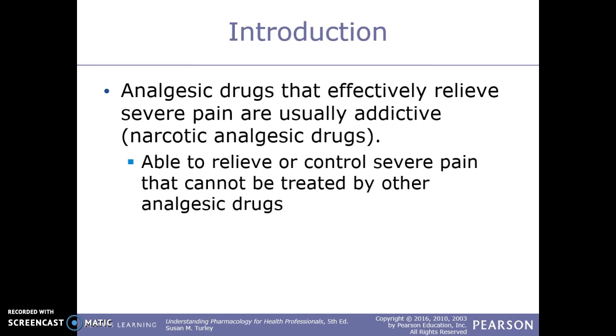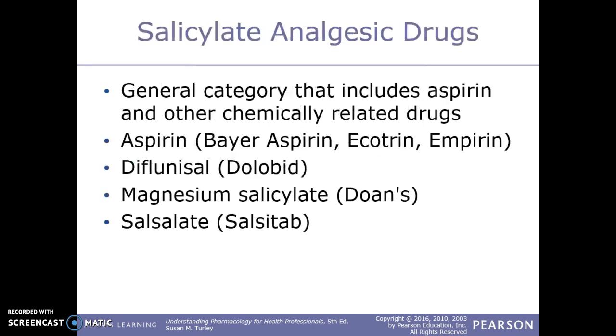Then we break the analgesics up into categories. The first one that they mention is the salicylate analgesic drugs. These are the aspirin-based drugs. And of course, there are side effects to the aspirin-based drugs. So you have to make sure that you take those into account as well. You always want to know what the side effects are.